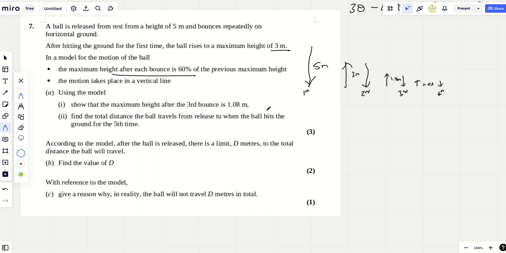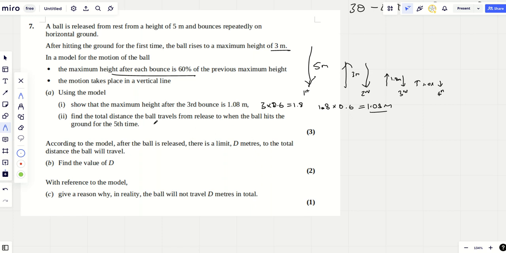And so how am I going to show that? Well, I'm just going to do 3 times by 0.6 equals 1.8. And I'm going to do 1.8 times by 0.6 equals 1.08 meters. I think that's really all they wanted to see. I'm just going to check the mark scheme now to see what they actually wanted. Yeah, they would have accepted anything like that, really. They just wanted this to be repeated twice.